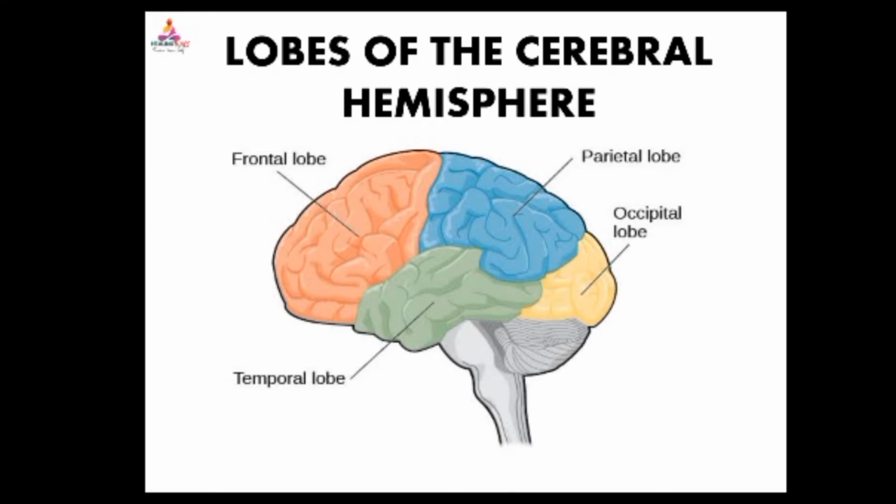Last one is the occipital lobe. The occipital lobe lies behind the vertical line joining the parieto-occipital sulcus and pre-occipital notch.